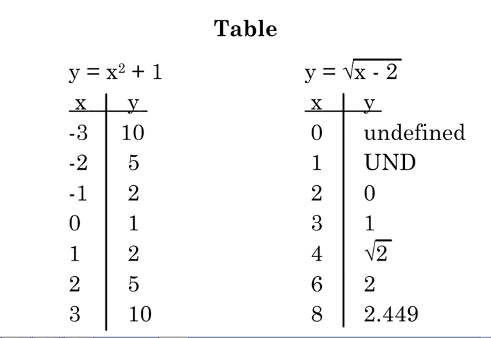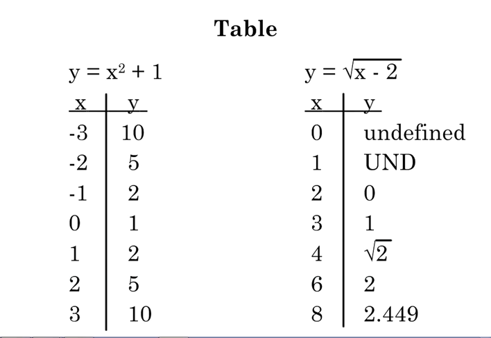Now 0 still doesn't work because 0 minus 2 is -2. The square root of -2 does not exist. So I wrote out the word undefined here beside 0. 1 is still undefined. 1 minus 2 is -1. Square root of -1 is not defined. It is i, if you did it in the imaginary universe in Math 2. We'll talk about it a little bit more in Math 3. But I use the abbreviation for undefined there. Okay, so UND means undefined, or I guess technically you could use DNE for does not exist. I prefer undefined though.